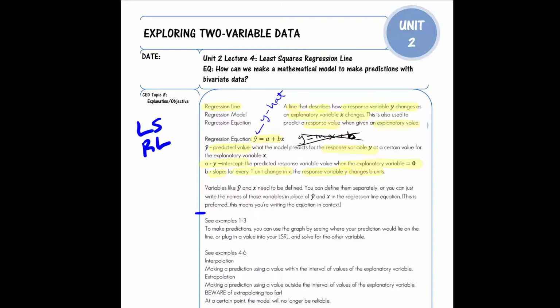Now, you can define these two things separately, but what we are often going to do is put the names of these variables in place of y hat and x in the regression line. So you're not going to see y hat or x, you're going to see actual words in place of those things. This is preferred because it means you are writing the equation in context. Now, let's actually provide some context and take a look at an example while we finish the rest of these notes.